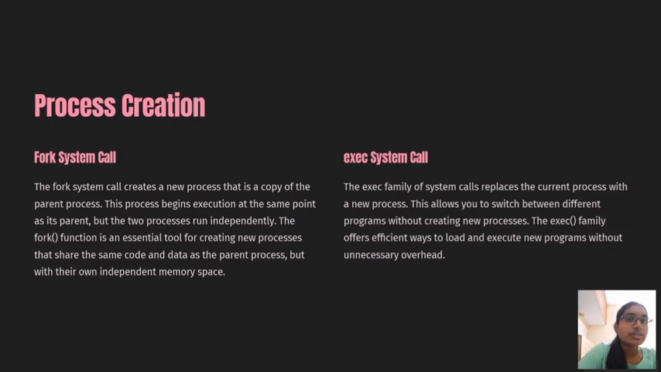Process creation, fork system call, and exec system call. The fork system call creates a new process that is a copy of the parent process. This process begins execution at the same time as its parent, but the two processes run independently. The fork function is an essential tool for creating new processes that share the same code and data as the parent process, but with their own independent memory space.